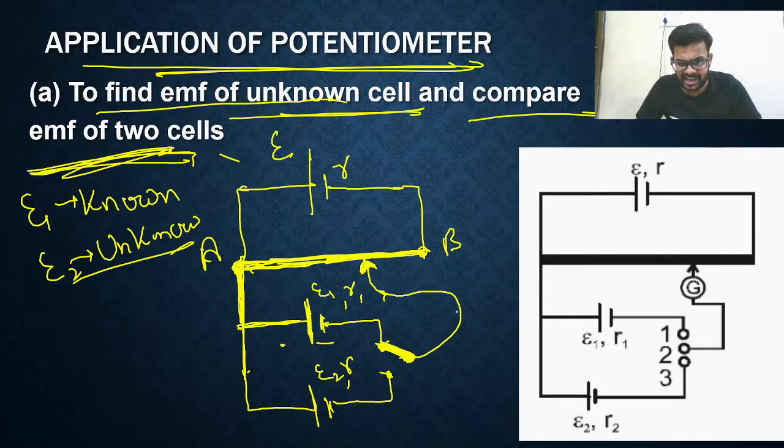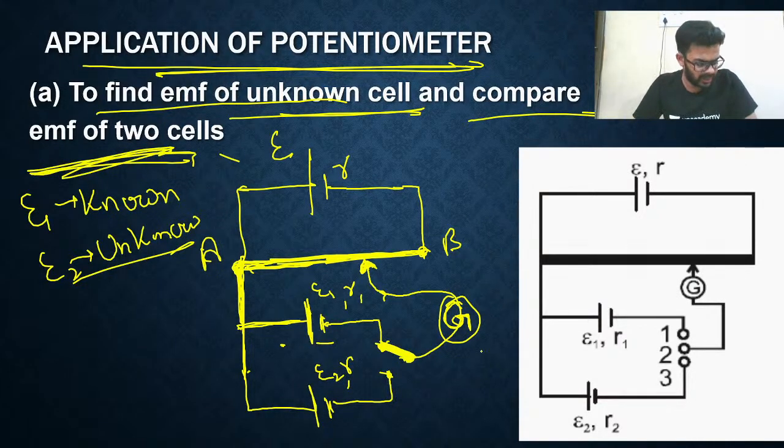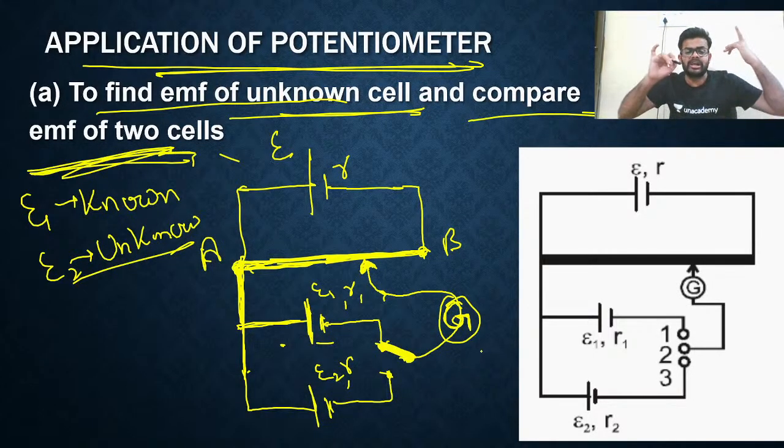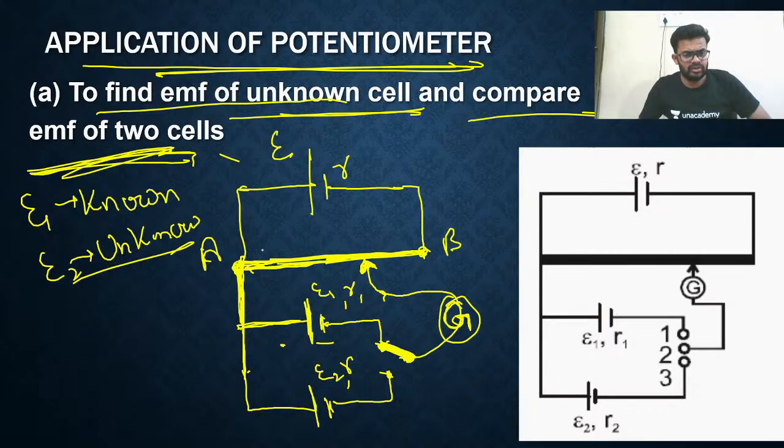The jockey has a galvanometer in it. Until the current is flowing through the galvanometer, it shows some deflection. As the current through the galvanometer becomes zero, there will be no deflection. So we will move this jockey on the potentiometer wire. There will be a point where we find zero deflection in the galvanometer. That point is called the balancing point or balancing length. Let's say the entire length is capital L. From here to here, L1 is the balancing length.